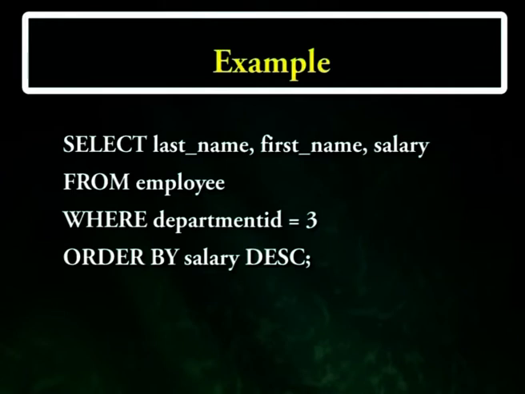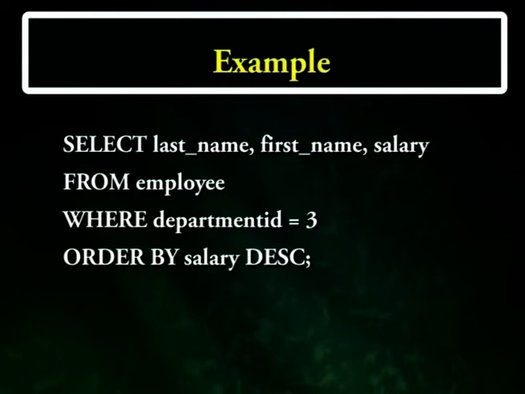SELECT last_name, first_name, salary FROM employee WHERE department_ID = 3 ORDER BY salary DESC. So, in this query, the result of the query will be displayed after sorting in descending order on the salary attribute, because ORDER BY salary DESC has been mentioned.